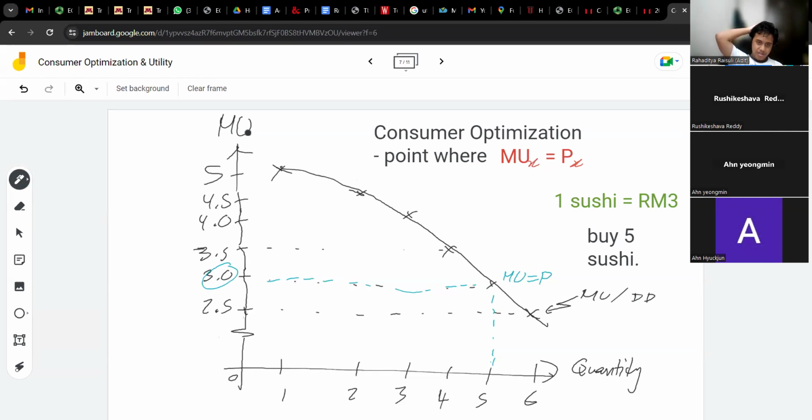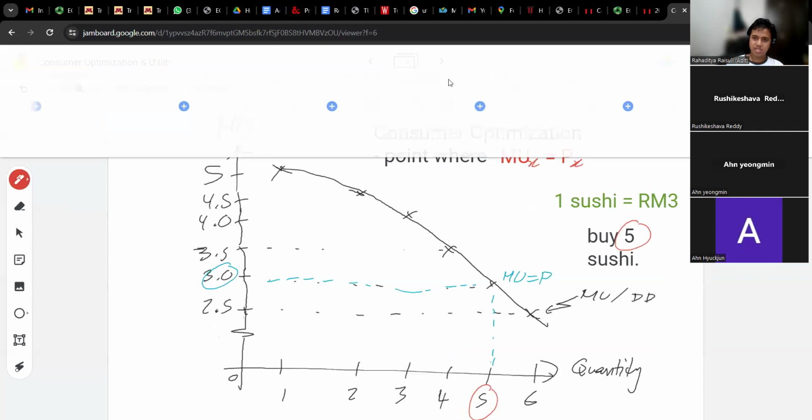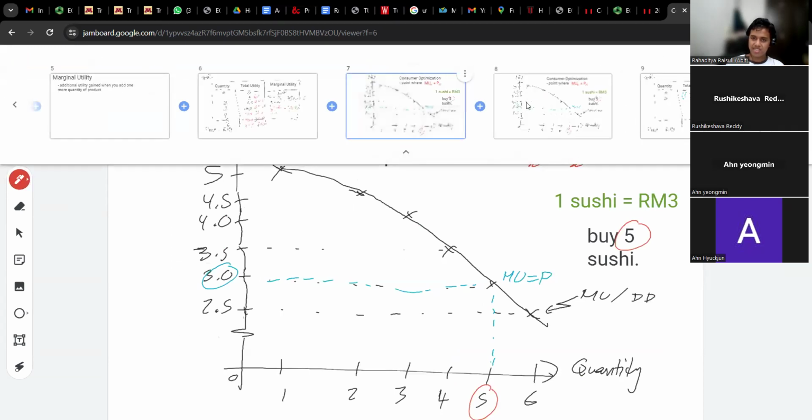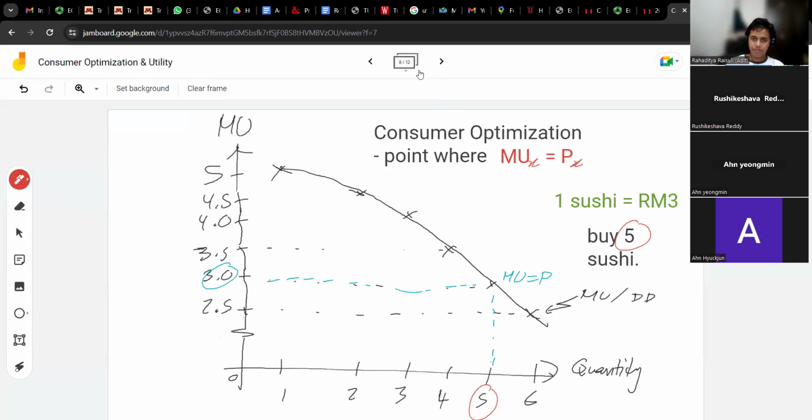Hold on, let me just check something real quick. Oh yeah, no, never mind. Marginal utility, yeah. So this is your MU/DD curve. Make sure you label that part. So this is the point at which it'll be MU equals P. Therefore, because we know that the quantity is 5 at 3.0, we buy 5 sushi. But then the question is, why do we buy 5 sushi? That's where I need to lead you guys to talk about consumer surplus.